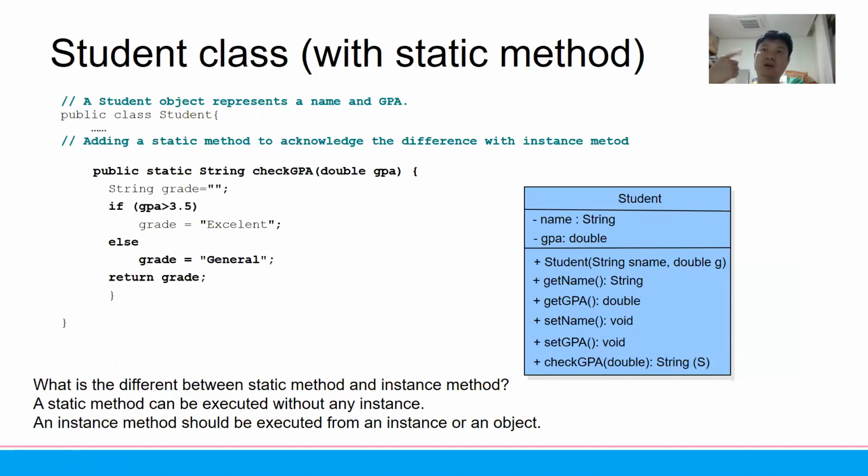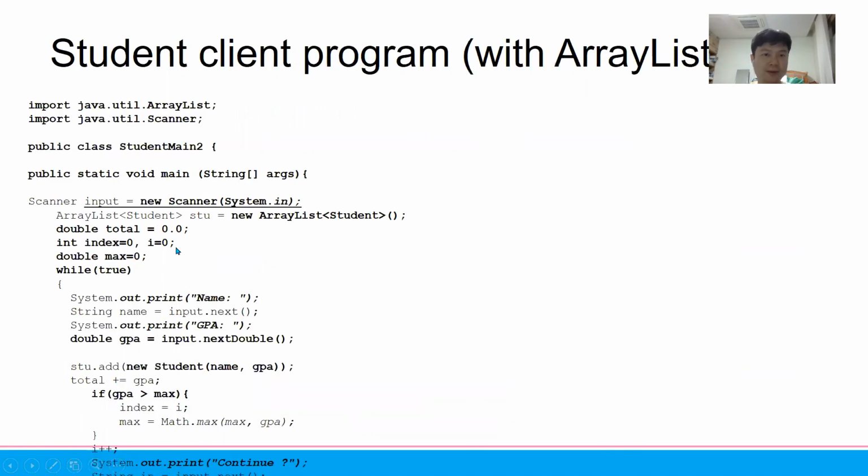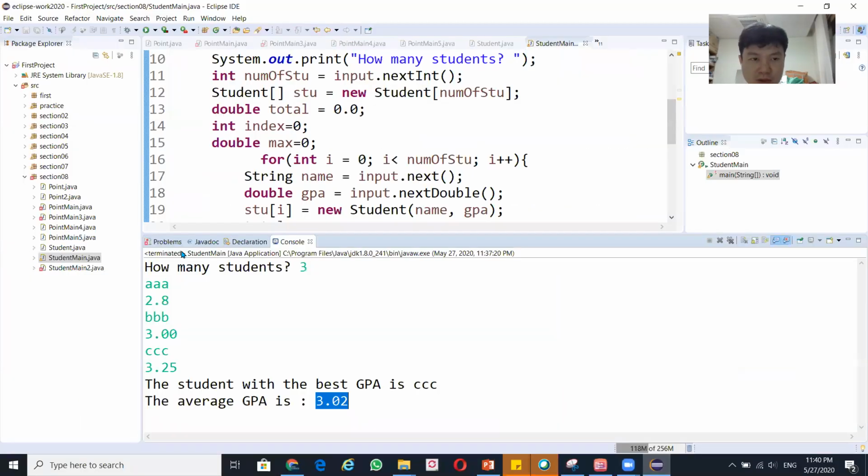If you still remember the generate characters example, the random generator of characters, at that time we made it with one function, and that function is a static method. In the static method, you can just execute your program without any instance. You don't make any object, but you can still access it. The instance method should be executed after an instance or object. So if you see StudentMain2, what is StudentMain2?